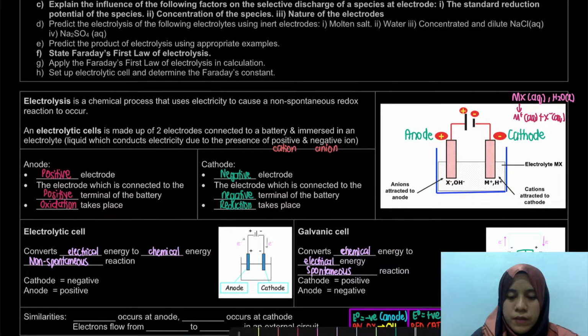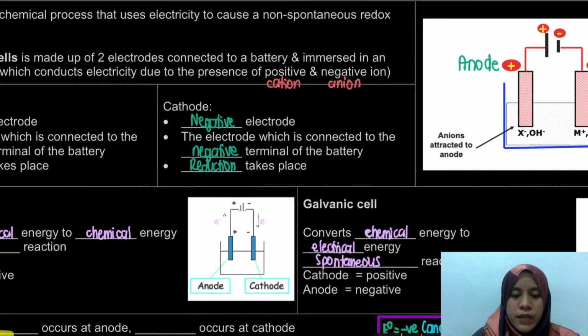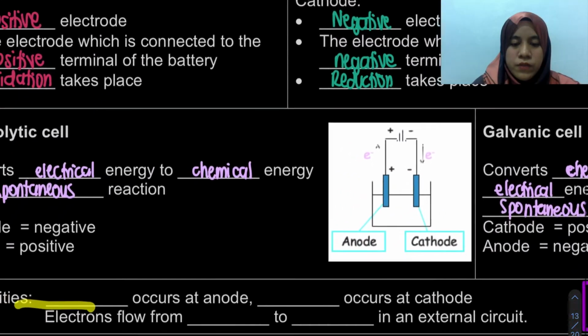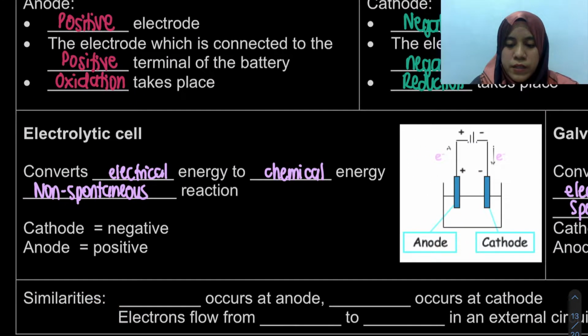Last but not least, let's look at the similarities. What is similar is that oxidation occurs at the anode and reduction occurs at the cathode.